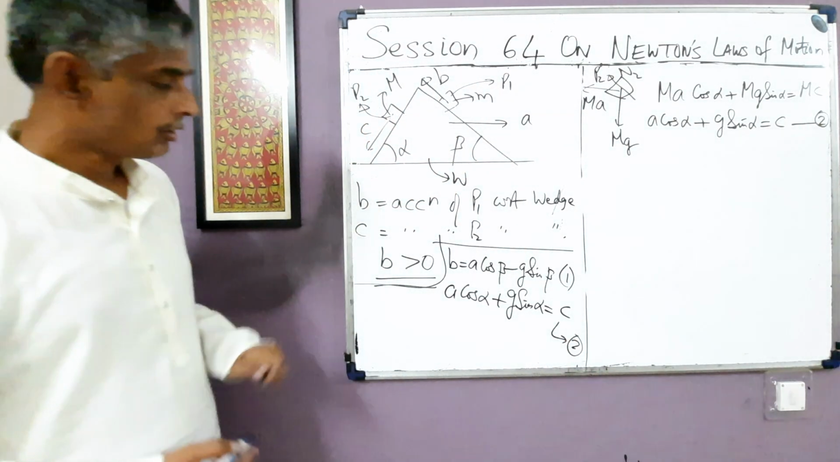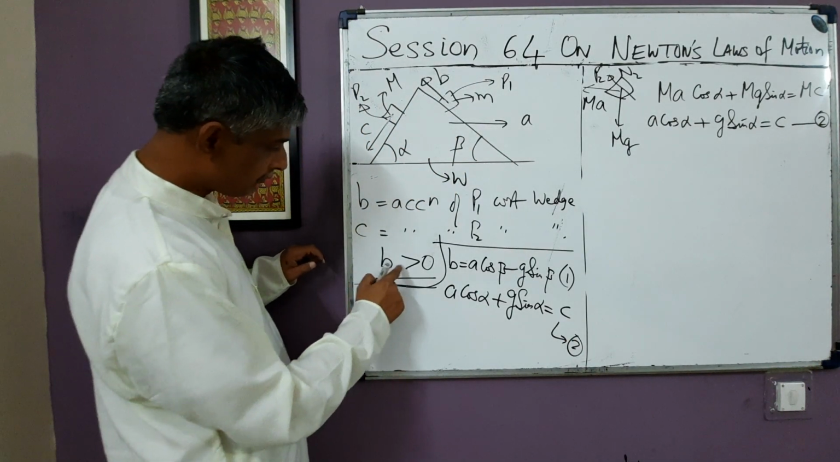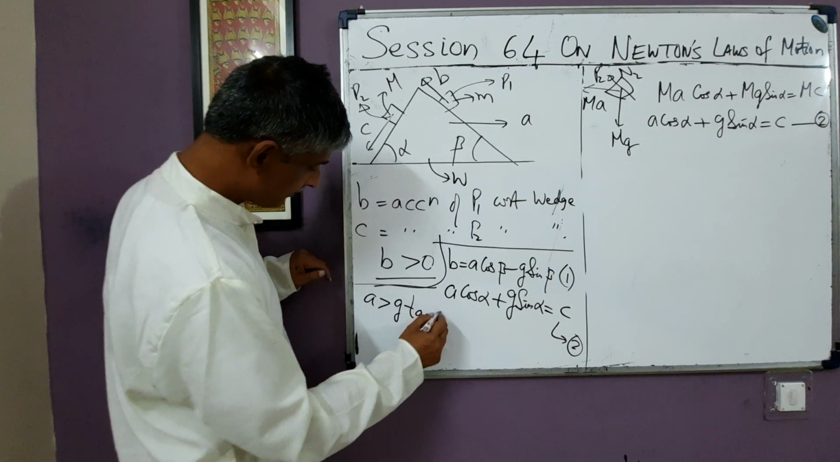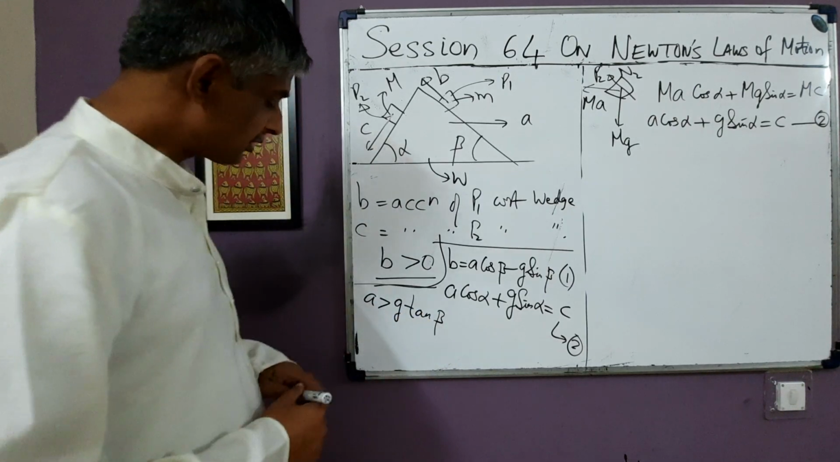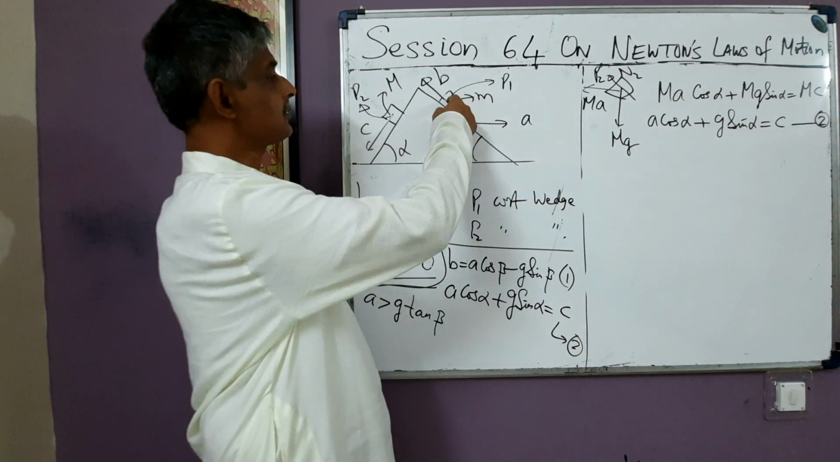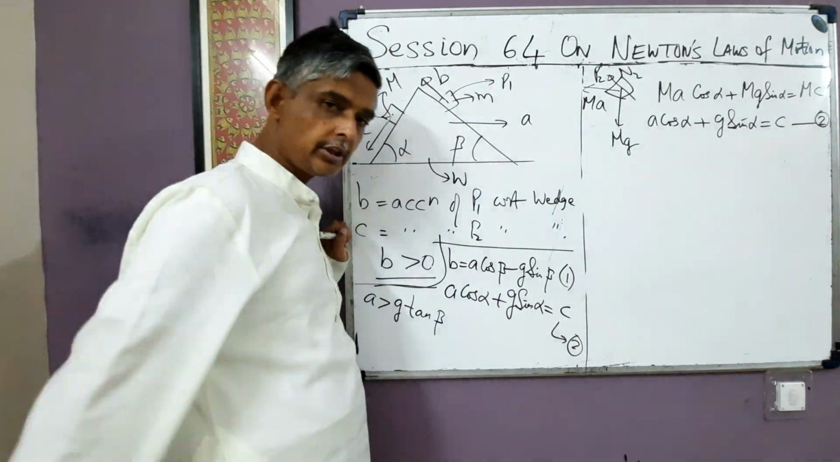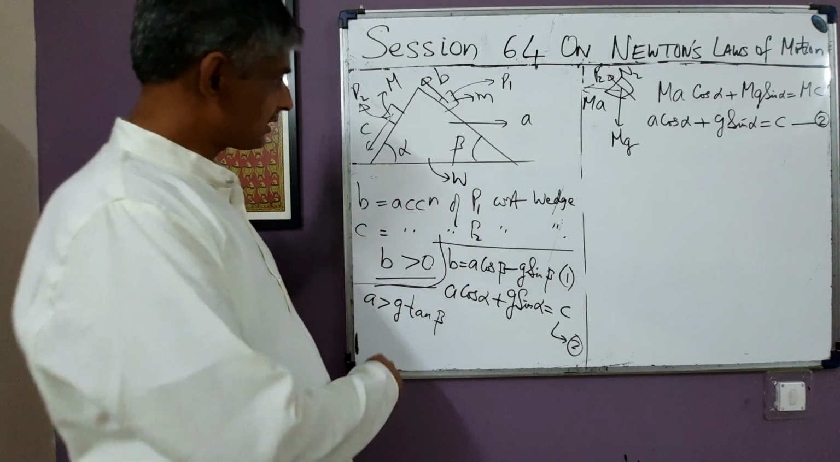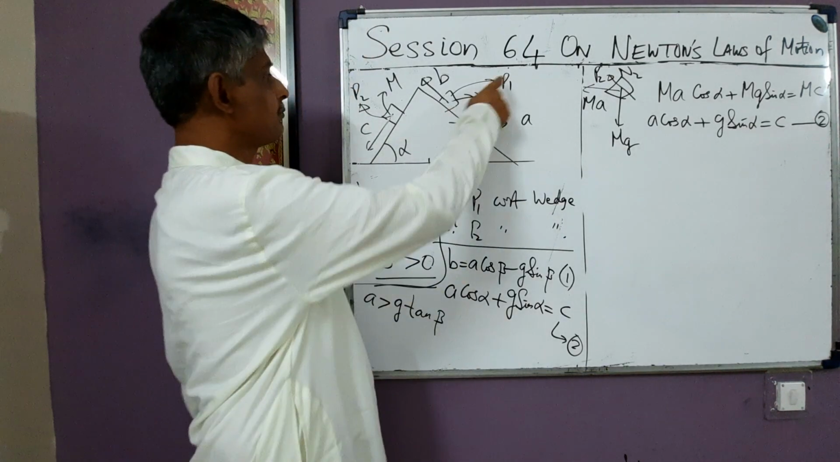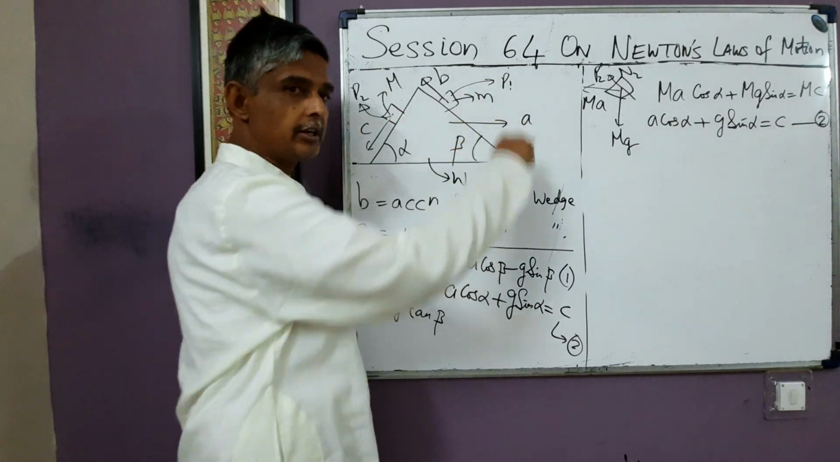Now we have already found the condition that for b to be more than 0, it means A more than g tan beta. Now you must determine the value of A and set it to be more than g tan beta. And this will mean that this small m will climb up the wedge incline. Now to find this A, we must write down the combined equation of motion of P1, P2 and W in rightward direction.